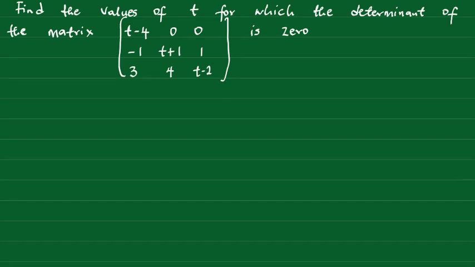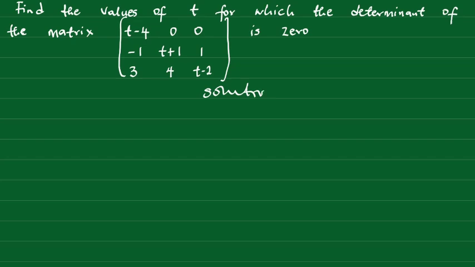So there's this question from JAM 2008, question 18, which I believe is also important for those preparing for their exams, the Maths Olympiad included. Now, this question says, find the value of t for which the determinant of the matrix [t minus 4, 0, 0; minus 1, t plus 1, 1; 3, 4, t minus 2] is 0. Quickly, in solving this, we write solution.